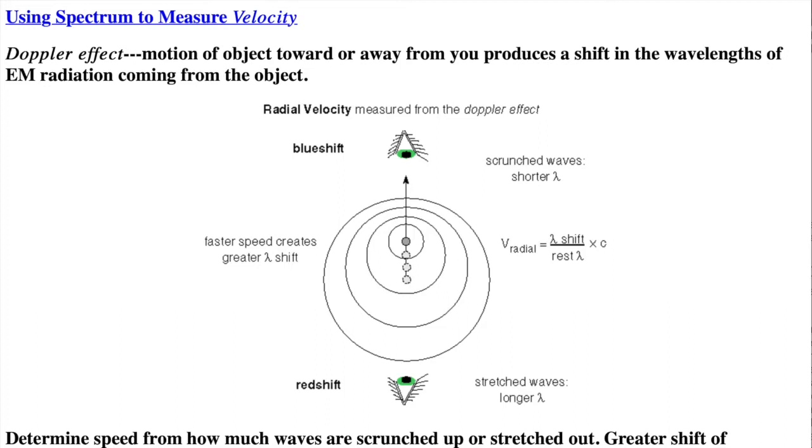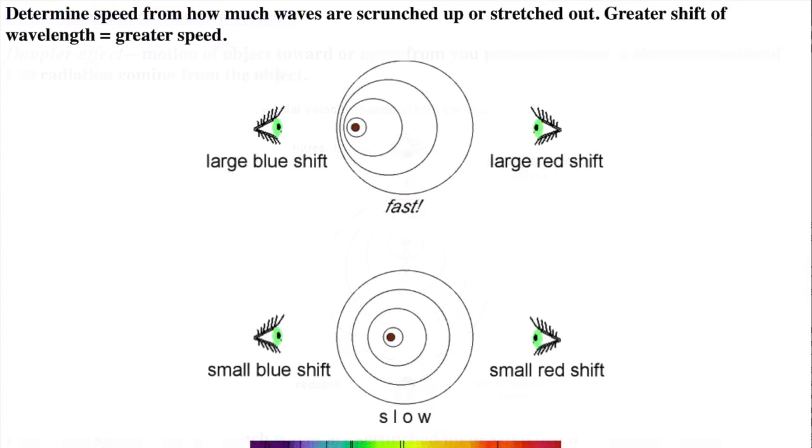The wave crests are farther apart if the object is moving away from us, so we say the spectrum is red shifted. The Doppler effect tells us only about the radial motion, that is, the motion directly towards us or directly away from us. The direction of the Doppler shift, blue shift or red shift, indicates if an object is moving toward or away from you, and the amount of the shift tells you the speed. A greater shift of the wavelength means the object has greater speed.